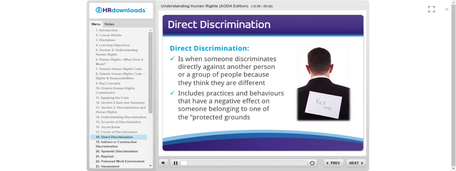The first type of discrimination is direct discrimination. Direct discrimination is where someone discriminates directly against another person or a group of people because they think they are different from them. For example, denying someone a job because they have a disability. Direct discrimination includes both practices and behaviors that have a negative effect on someone who belongs to one of the protected grounds. Even if you didn't intend to treat them differently, your actions, words, or behaviors in this case are discriminatory.